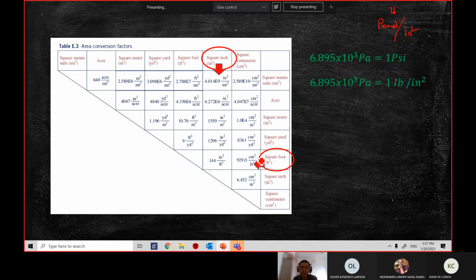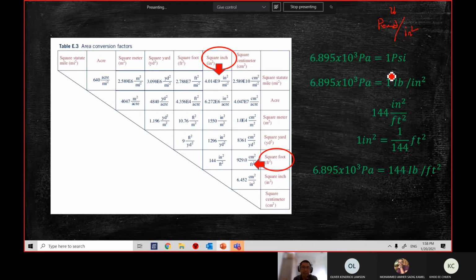So here you will get 144 inch square over feet square, meaning 144 inch square equals 1 feet square. So you do the conversion. I'm doing the calculation on the screen here. Just now you got 6.895 times 10 power 3 Pascal, and at the end this equals 144 pounds over feet square.